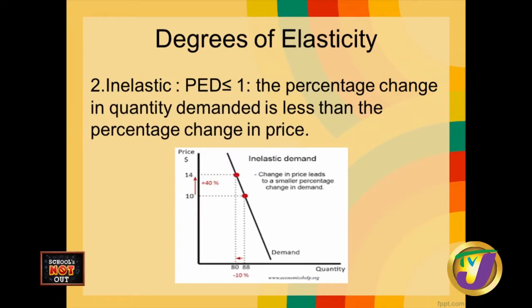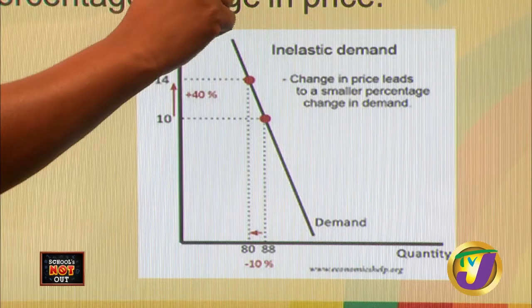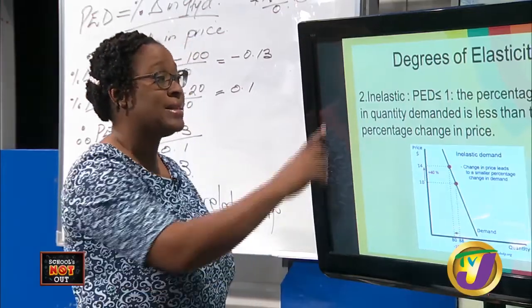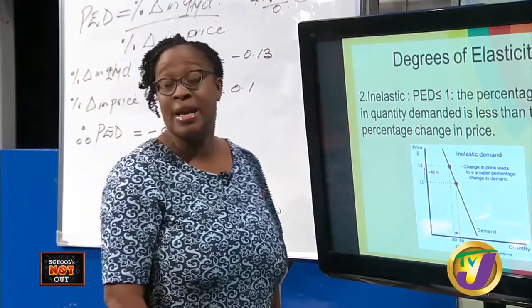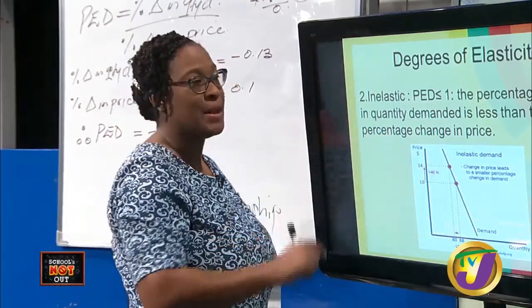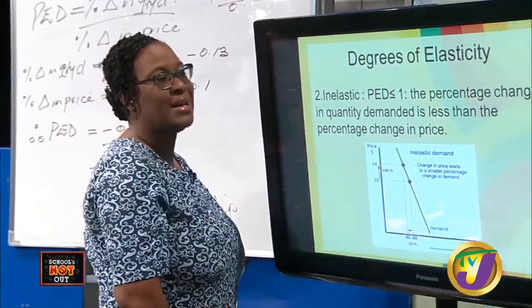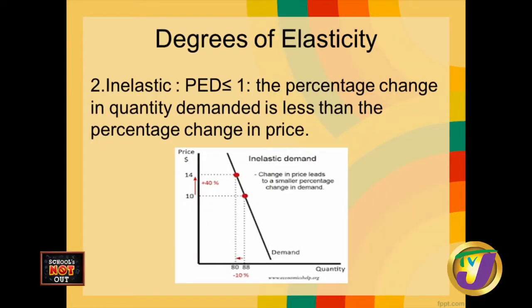The second degree is termed inelastic, and this results when the price elasticity coefficient is less than 1. So when you do the calculations and it is less than 1, that good is determined to be inelastic, meaning that the percentage change in quantity demanded is less than the percentage change in price.